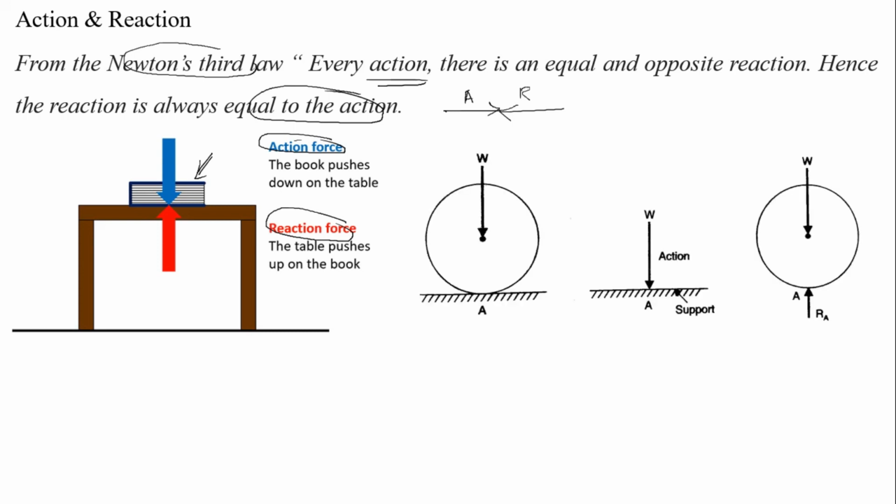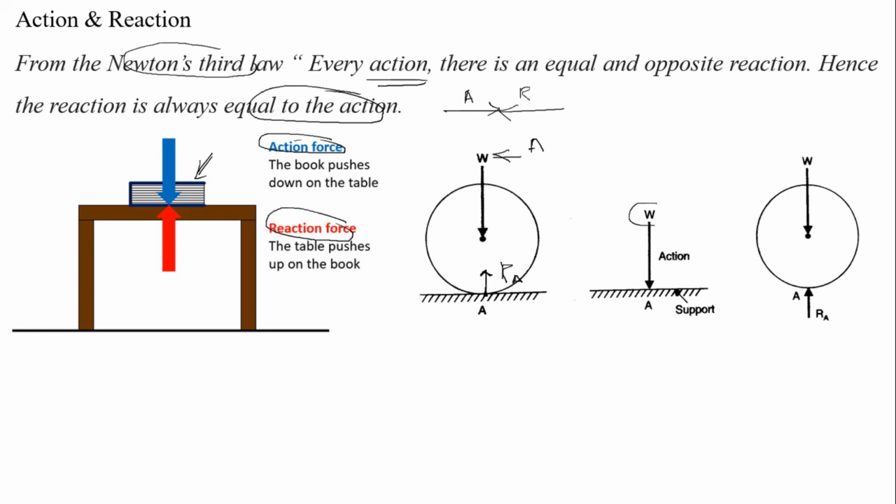Now, instead of a book, I keep a ball on the floor. The weight of the ball acts downward; this is called the action force. Wherever there are supports, we have to consider the reaction force. The reaction force always acts upward, equal to the action force. This is the reaction force R A, the reaction from point A, which is the support of the ball.